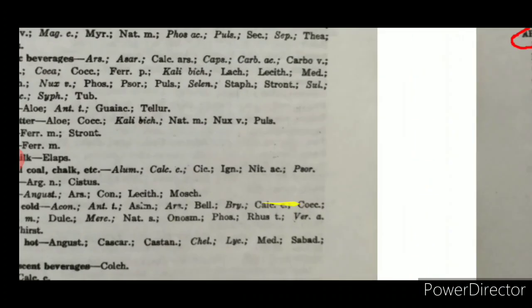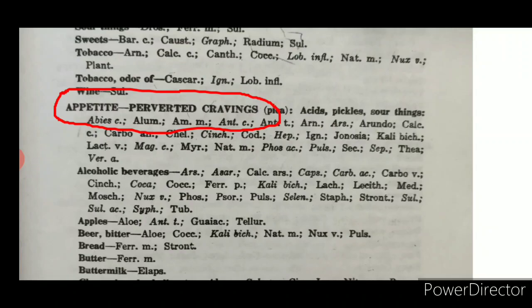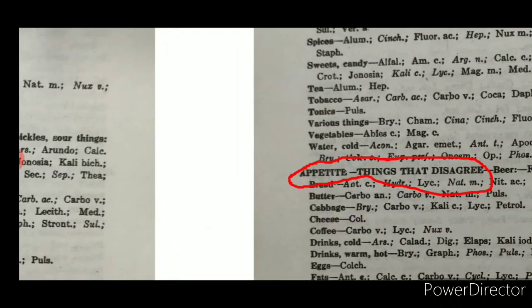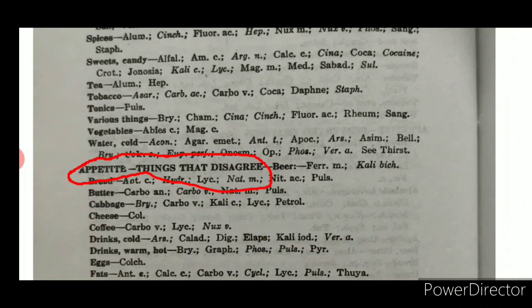Here we have a rubric of appetite, perverted, cravings, and we have appetite, things that disagree.